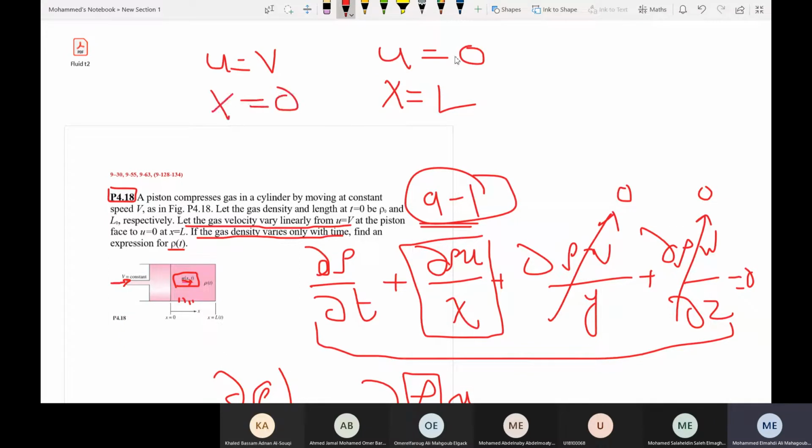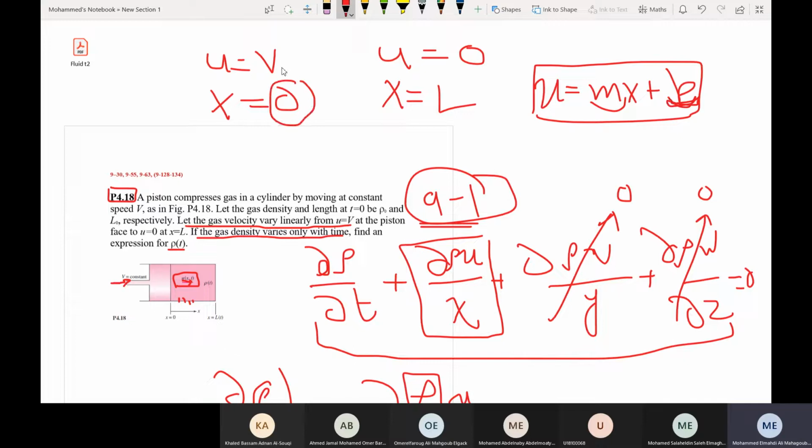So how can we derive the linear function for this? U is a linear function, and a linear function is mx plus b. We need to get the slope and the intercept, the initial condition. So at x equal to 0, u is v, so b is equal to v. Why? Because when we substitute 0, the mx term cancels, and then u is equal to v. So b must be v.